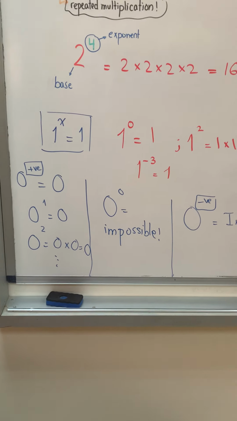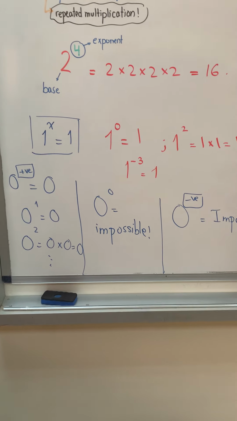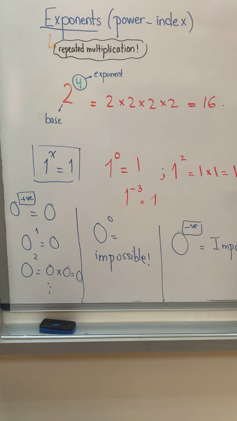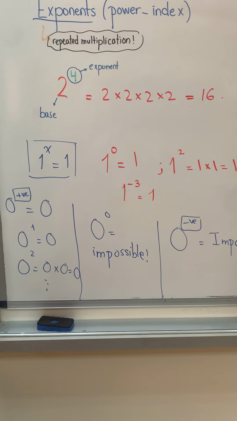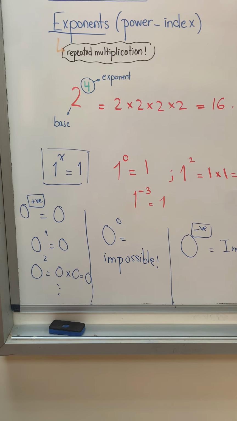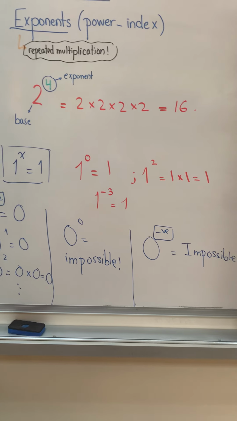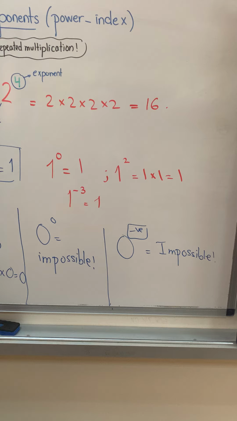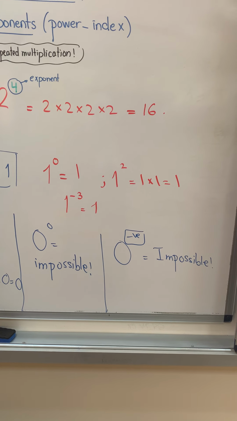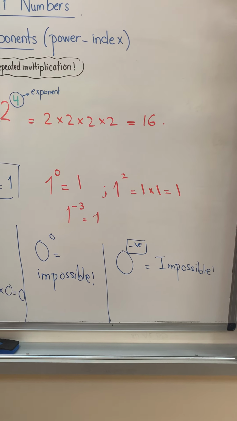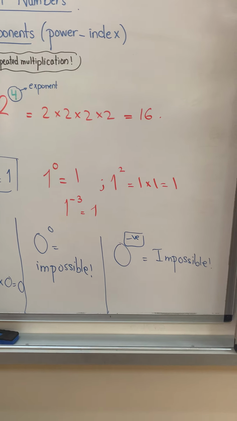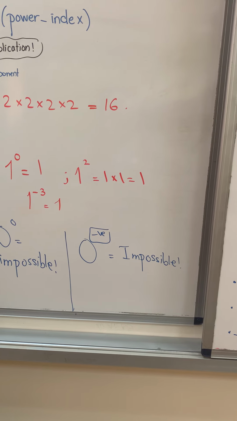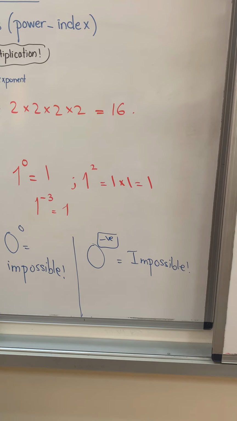And when I have 0, if it's raised to a positive power, the answer is 0. 0 raised to the power 1 is 0. 0 raised to the power 2 is 0. 0 raised to the power 100 is 0. Well, if I have 0 raised to the power 0, this is impossible, and I won't explain this today, but I'll explain it once we're almost done with the rules of exponents. And I'm going to explain today why 0 raised to a negative exponent is impossible.